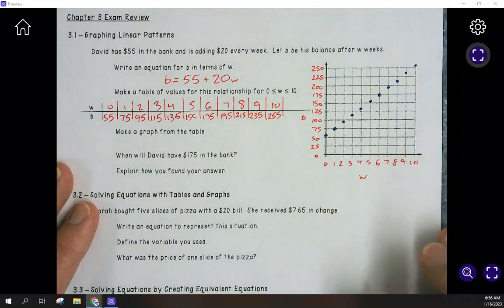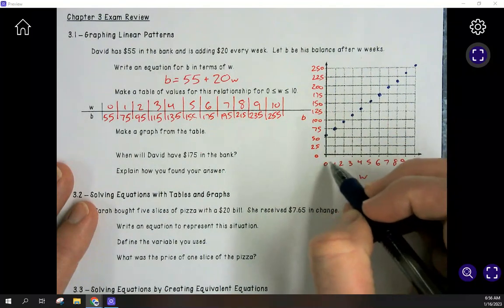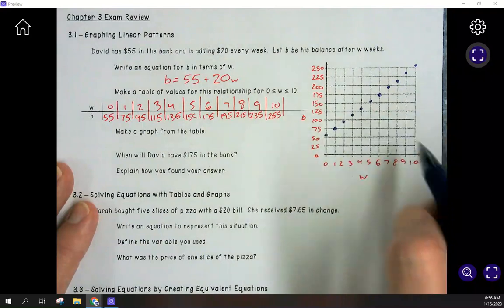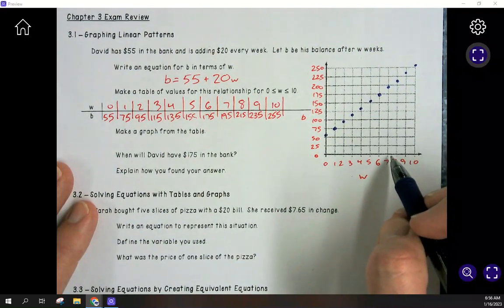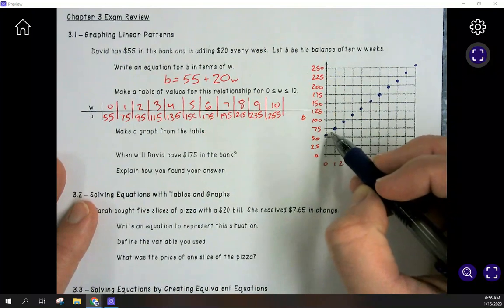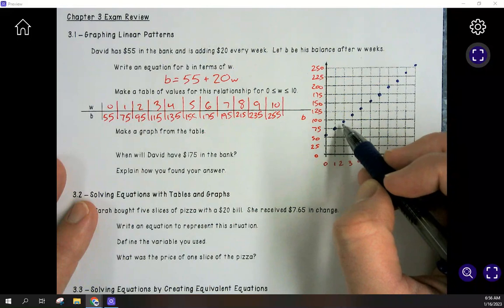Now, we're not going to connect this because this is not something where we can necessarily track what's happening in between week 1, week 2, week 3. We don't know when this $20 is being deposited. It's not like it's growing slowly in the bank where we could connect this and there's an actual amount of money between the 75 and the 95.